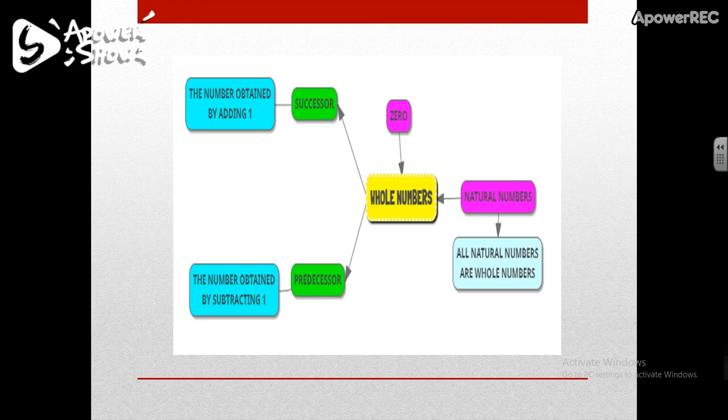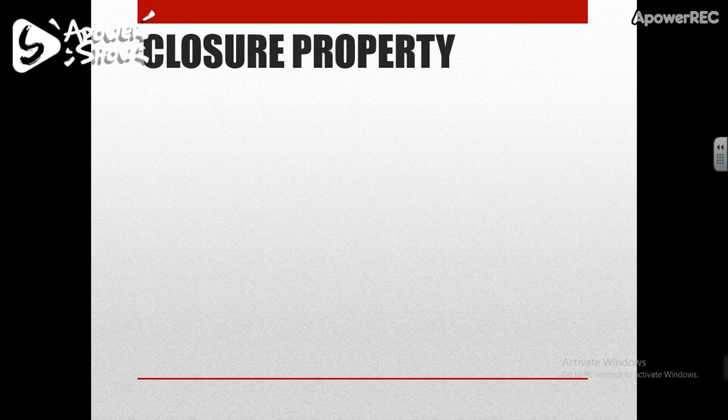So in this session, we are going to talk about two properties of whole numbers. Let's start with our first property, which is known as closure property. We are going to learn closure property with respect to addition, subtraction, multiplication and division, and find out whether whole numbers are closed under addition, subtraction, multiplication or division or not. So let's start with closure property with respect to addition.